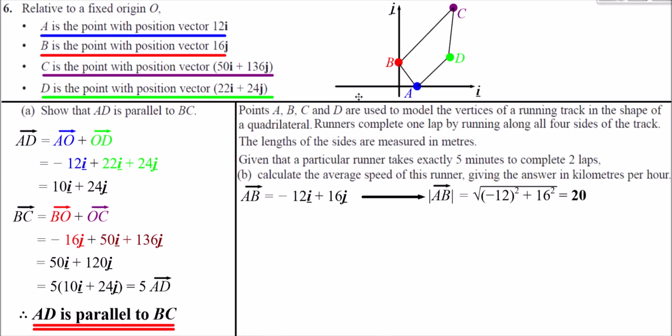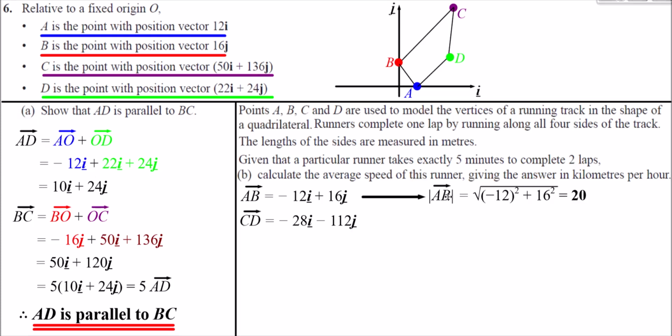To work out the next side from C to D, like I was saying, that's going to be going from 50 along to just 22 along. So I'm going back 28, so minus 28i. Then from C to D I'm going down. I used to be at 136, now I'm at 24. So it's gone down by 112. Or you can use this method here as shown in part A.